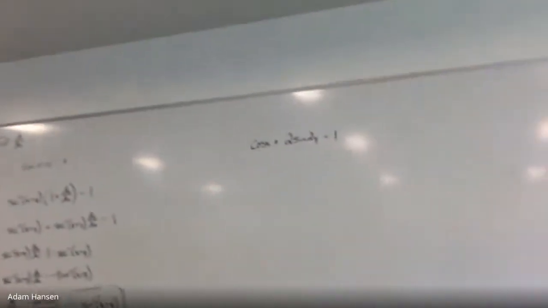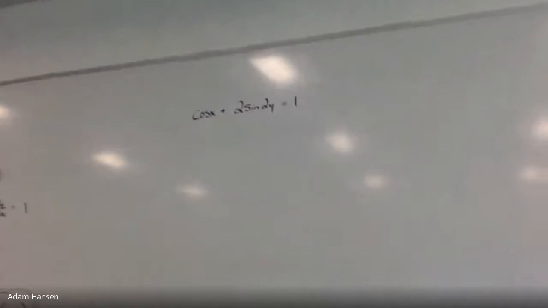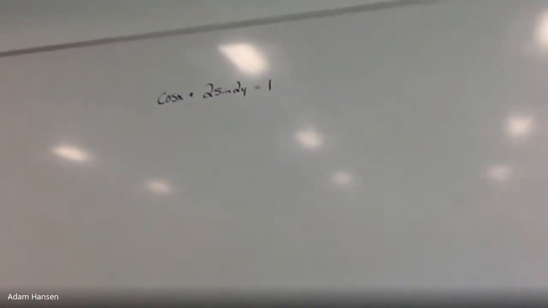Let's try the next one. You do this one. Cosine x plus 2 sine 2y equals 1. Cosine x plus 2 sine 2y equals 1. I'm going to give you a jump start. Start working.